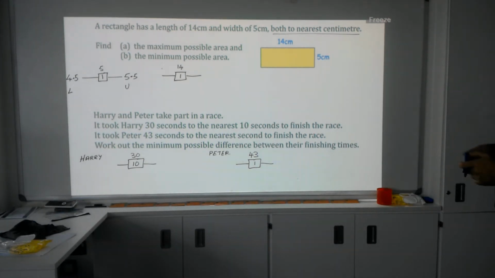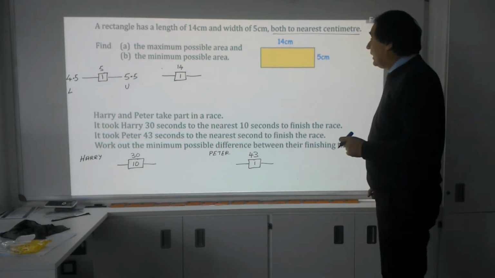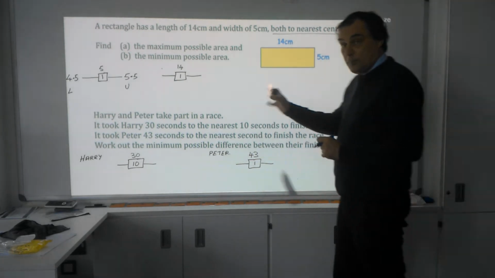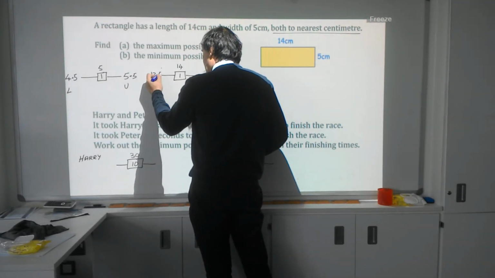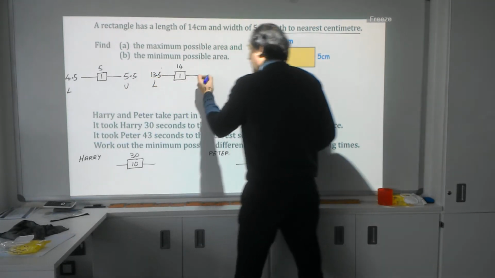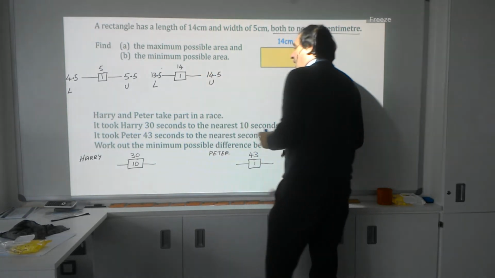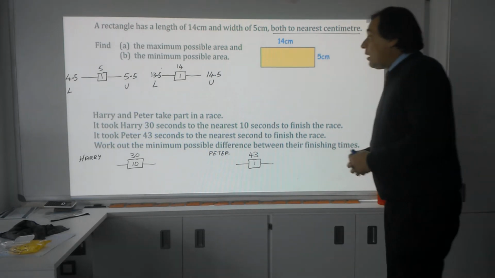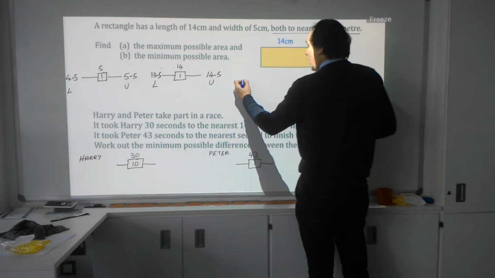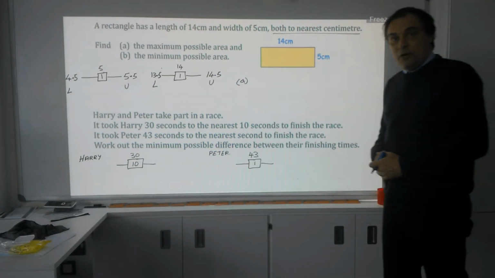Now our base dimension, which is 14, exactly the same thing here, to the nearest centimetre. So applying the same rule, 13.5 will be our lower bound and 14.5 will be our upper bound. Everything's measured in centimetres.